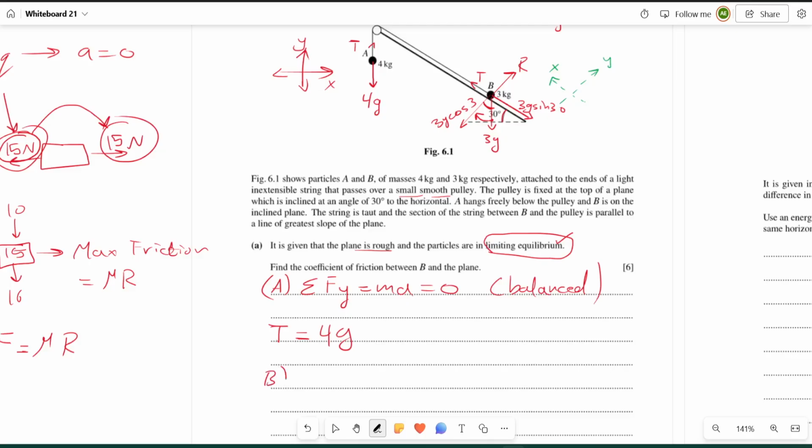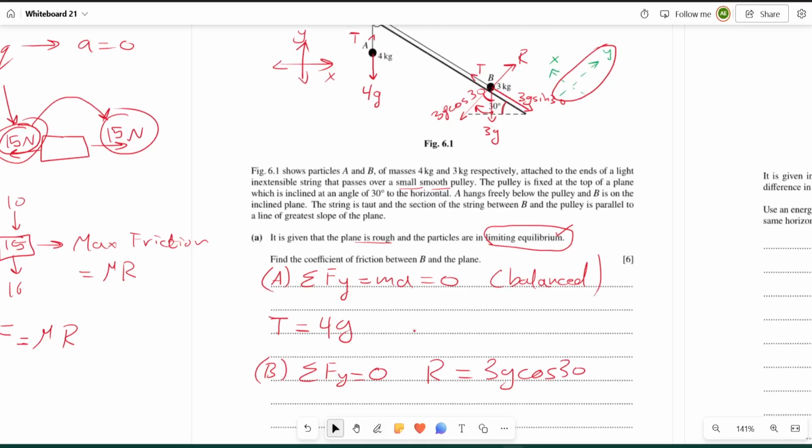Second thing, I'm going to take particle B. I'm going to do sigma Fy as well. Y of B is this direction. So I'm going to do Newton's second law for this direction, perpendicular to the plane. It's also equal to ma. a is 0, so it's equal to 0. So again, forces are balanced. So the forces in the positive y direction, R, are going to equal the forces in the negative y direction, the opposite direction, which is 3g cosine 30.